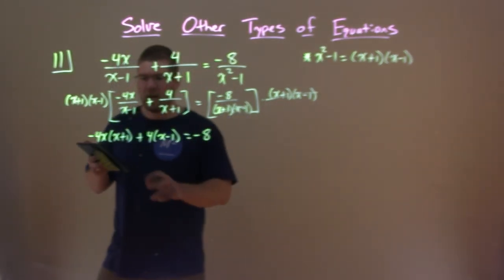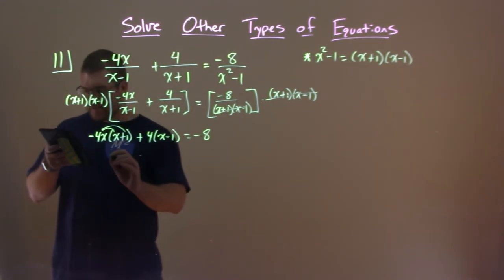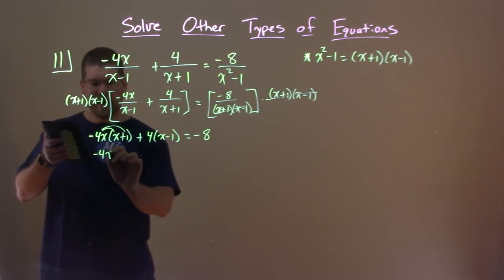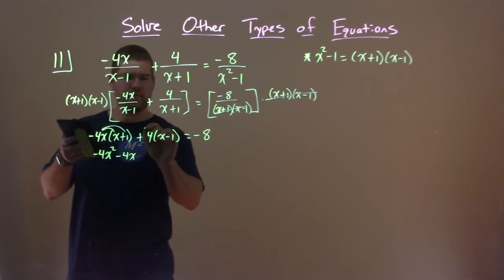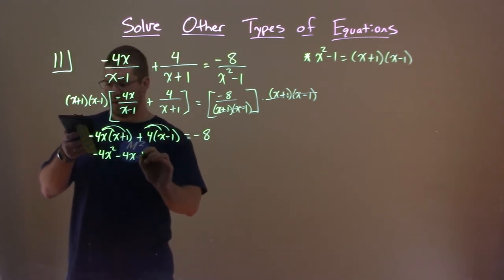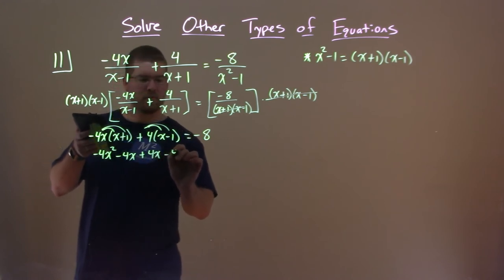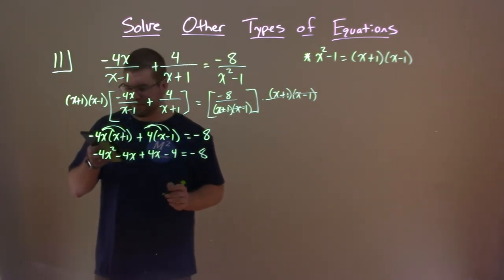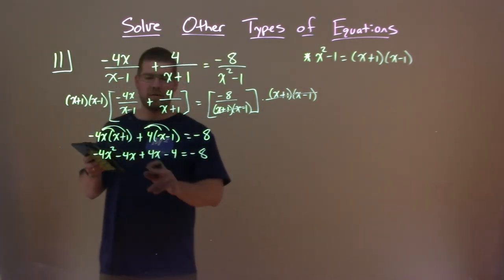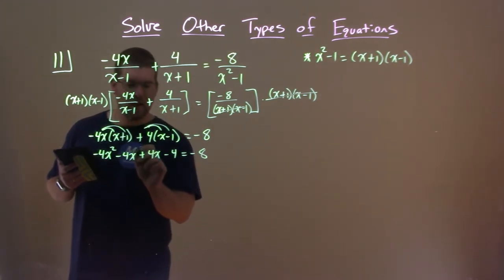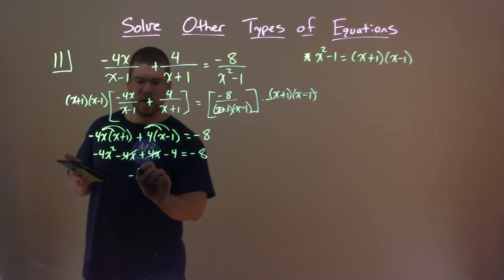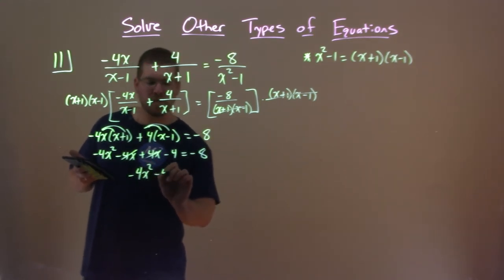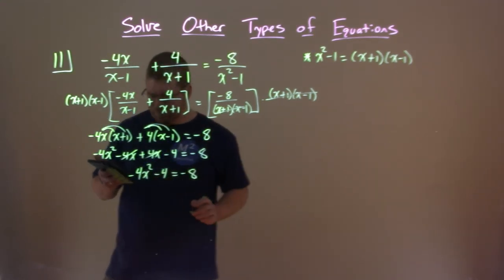Let's go simplify, distribute this out here, and we're left with minus 4x squared minus 4x. Do the same thing with the 4 here to both parts, plus 4x minus 4 equals minus 8. Well, this is lovely, isn't it? The minus 4x and positive 4x cancel out. I always like when that happens. We have minus 4x squared minus 4 equals negative 8.